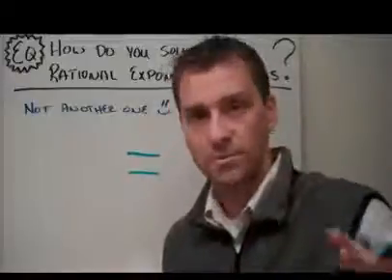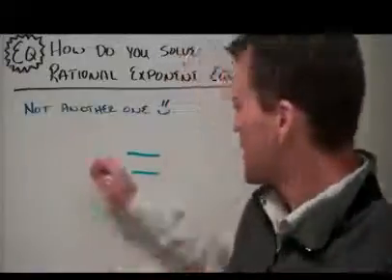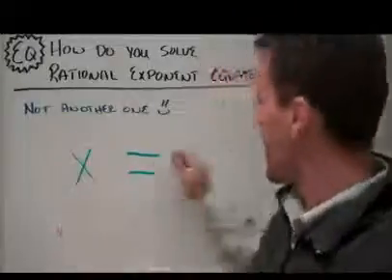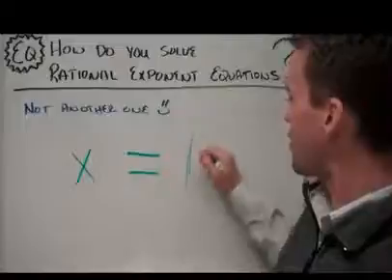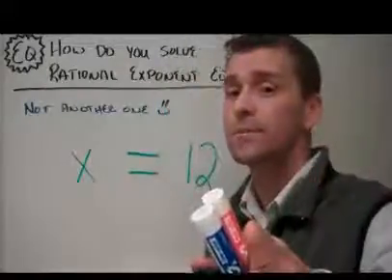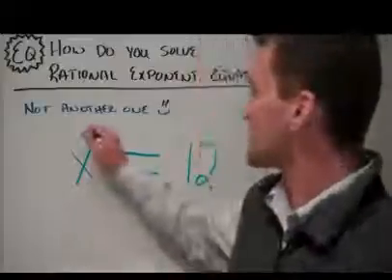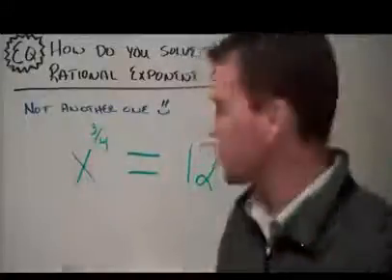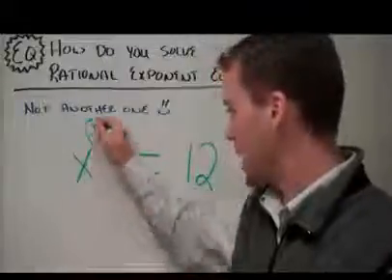And you might be thinking, what's a rational exponent? We should know. Simple example. We have a variable, whatever. We have it equaling some number, I don't know, 12, doesn't really matter. But I don't have a rational exponent yet, my friends. I will now. Let's say this is a 3/4 power. There is your rational exponent.